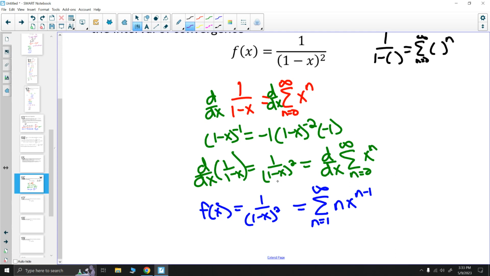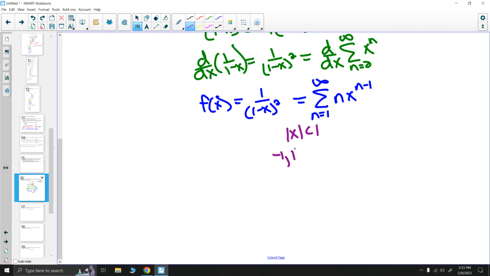So let's think about this. What is our interval of convergence now? Our interval of convergence is just going to be the interval of convergence of our original power series that we wrote. That is to say, the absolute value of x has to be less than 1, so x is between -1 and 1. So our function, 1 over (1 minus x) squared, is equal to our power series, n x to the n minus 1, from n equals 1 to infinity.